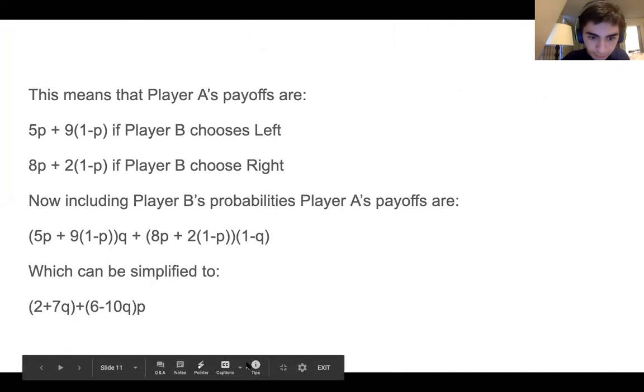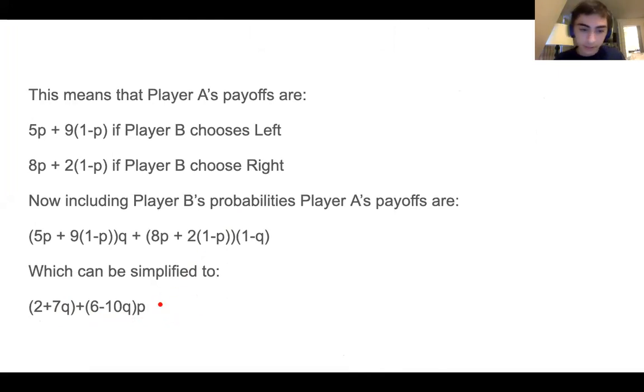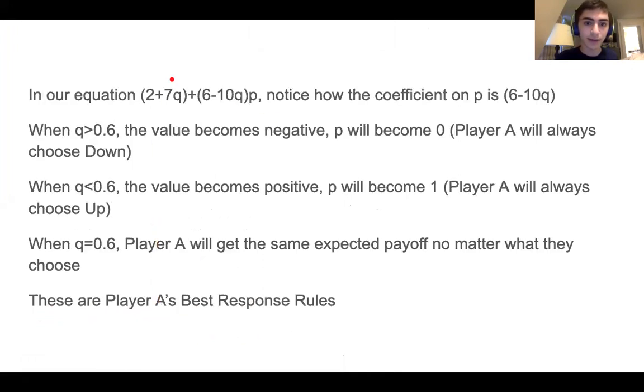All right, so notice the interesting point that player A can only influence p, but q is a lot more prevalent in this equation. Q is here twice, p is only here once, and A can only choose p. So now we have to create some sort of rules for A, even though he doesn't know what q is. We notice the coefficient on p is 6 minus 10q, so we can create some basic deductions.